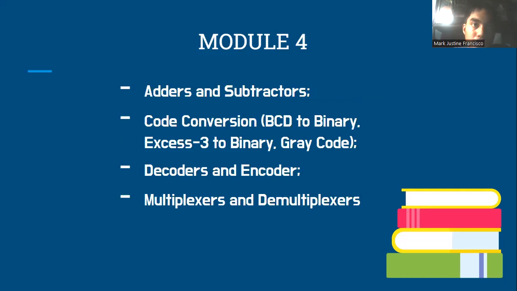So Module 4 deals with encoders, decoders, multiplexers, and demultiplexers. They are just a few examples of the combinational circuits that we learn how to create and evaluate in this subject. We also created a combinational logic circuit with a 7-segment display.